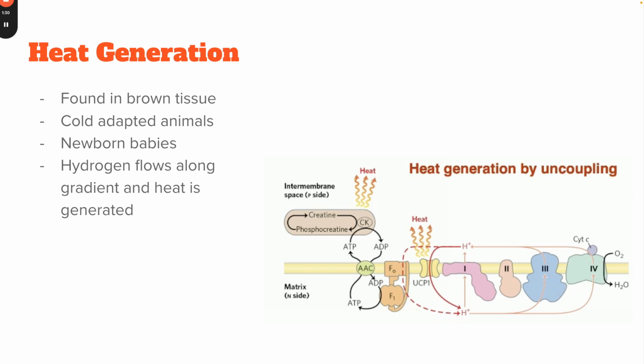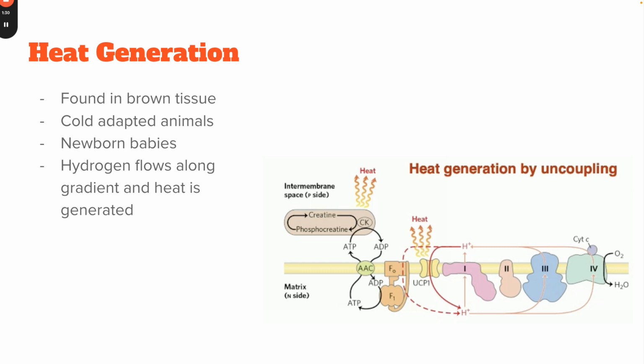So, you know, newborn babies need a lot of this heat, and that's a really easy way to get that extra heat. The heat generation is mainly found in brown tissue, so brown fat versus white fat. And we also have animals that are adapted to the cold. A lot of them will have this brown tissue with the uncoupling, and that allows them to generate more heat in order to survive in cold temperatures.